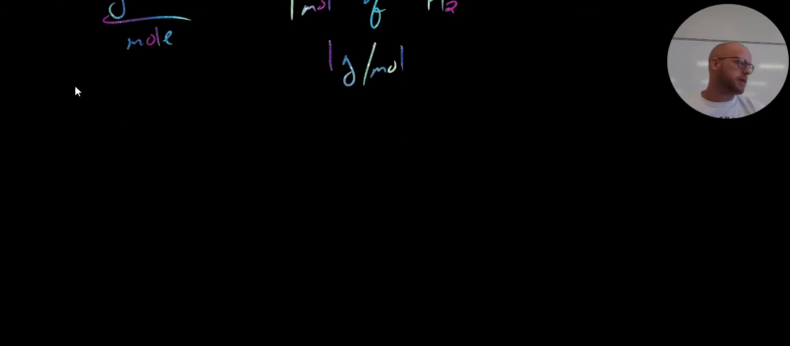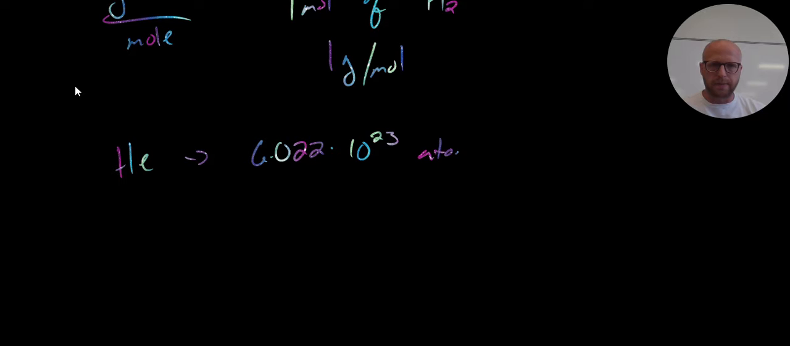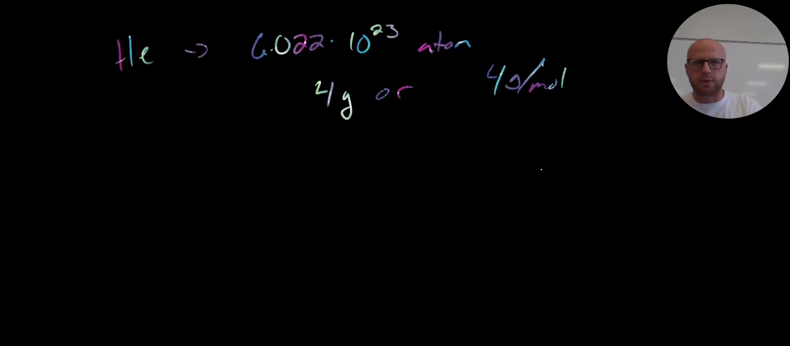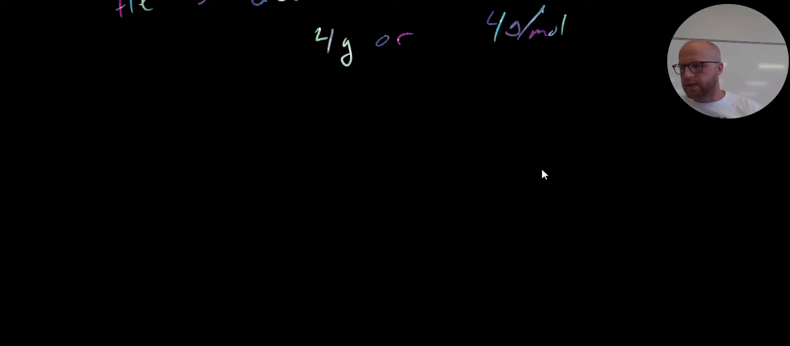All right, if we take a different element, let's say helium. If I have a mole of helium, so I'm talking about 6.022 times 10 to the 23rd atoms of helium, then it would weigh 4 grams. Or you could say its molar mass is 4 grams per mole. And if you remember right, we find these on the periodic table. The atomic mass is the same as the molar mass, the units just change. All right, so what does that do for us?